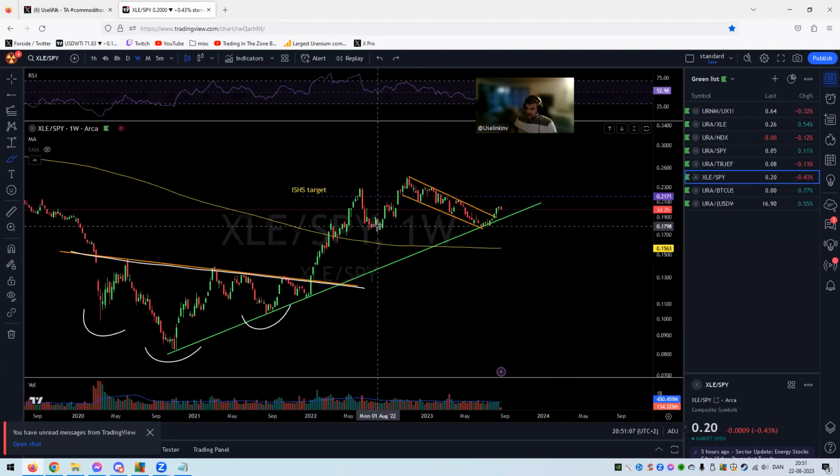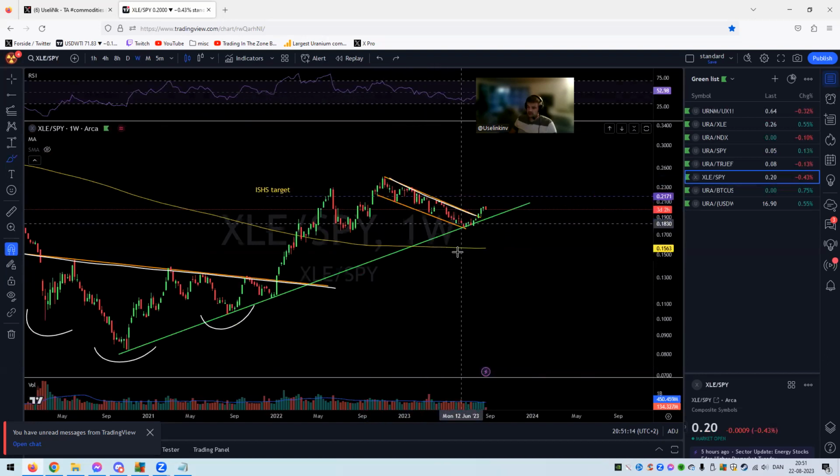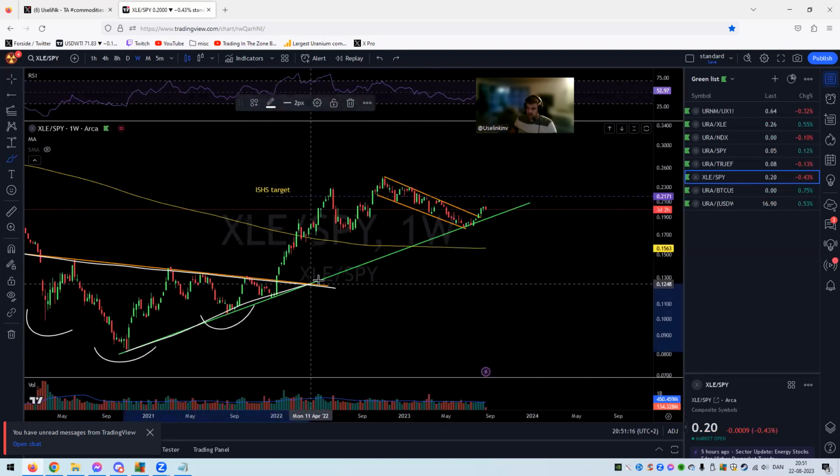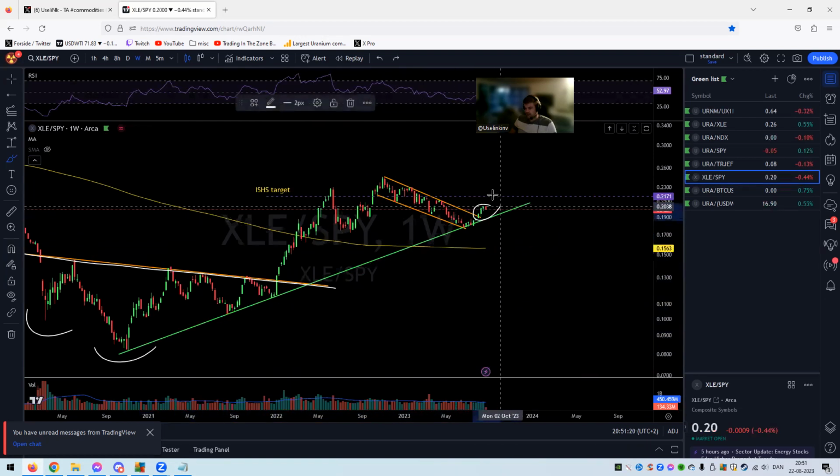And then we had a bit of a rounding here, and then we went into a long-term bull flag into this long green upsloping trend channel right there. There it is. And we have broken out. So right now, XLE is heavily outperforming the SPY. And that's exactly what we're looking at.